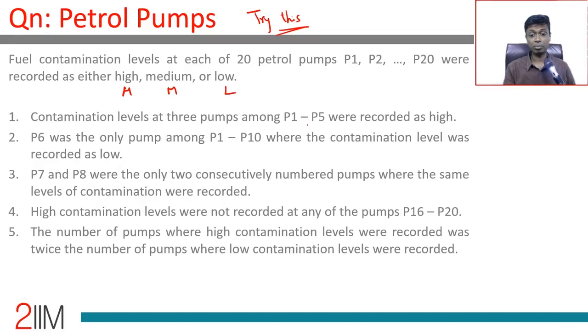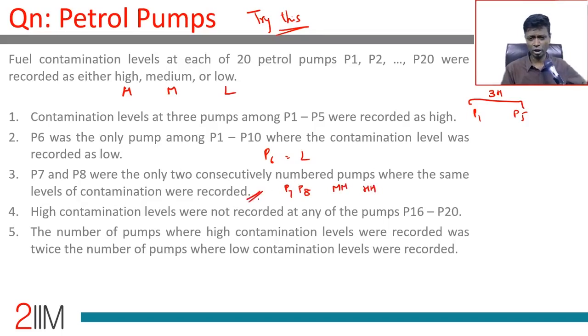Contamination levels at 3 pumps from P1 to P5 were recorded as high. P1 to P5, 3 were high. P6 was the only pump among P1 to P10 where the contamination level was low. So P6 is low, only low in the first 10. P7 and P8 were the only 2 consecutively numbered pumps where the same levels of contamination were recorded. So P7, P8 are equal. The only place they are equal. Remember, P7 and P8 are not L. So P7, P8 are either MM or HH.